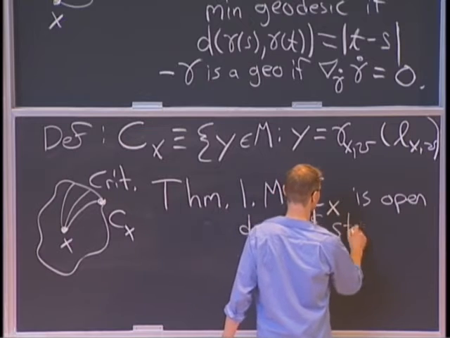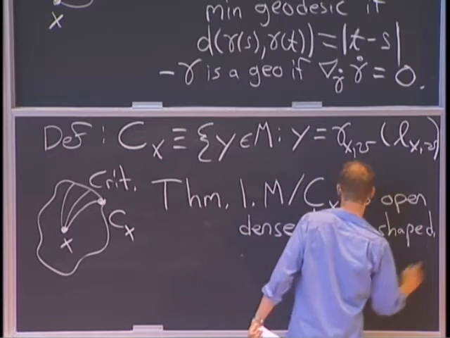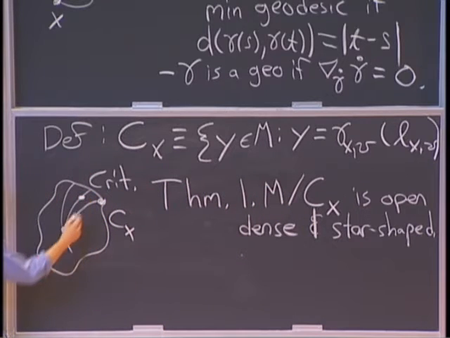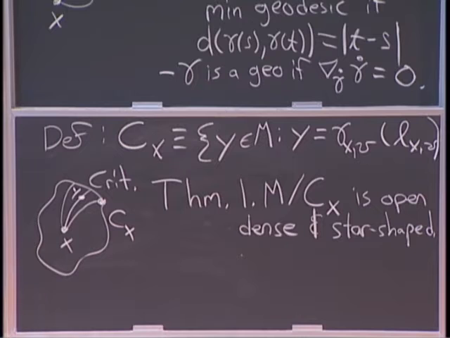And star-shaped, in fact. So what does star-shaped mean? It means that if I take any point not inside the critical set, and look at a minimizing geodesic connecting x to this point, inside M minus the critical set, then that geodesic is unique, and every point along it is also not in the critical set. So it contains all geodesics that are actually inside it. If a point's inside this set, so is the geodesic going from x to that point. Very well-behaved set.